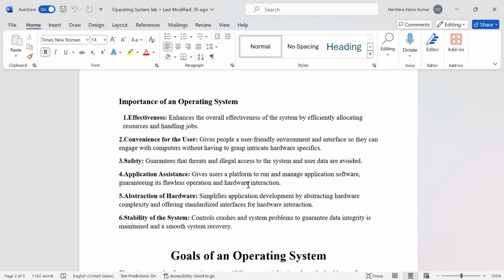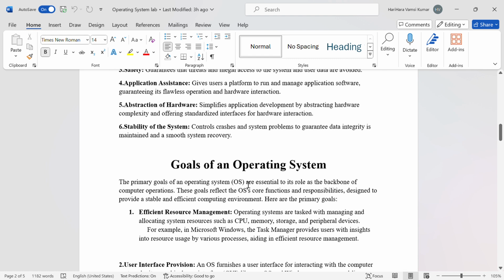The fifth one is abstraction of hardware. It simplifies application development by abstracting hardware complexity and offers a standardized interface for hardware interaction. And the sixth one is stability of the system. In stability of the system, it controls crashes and system problems to guarantee data integrity is maintained and smooth system recovery.